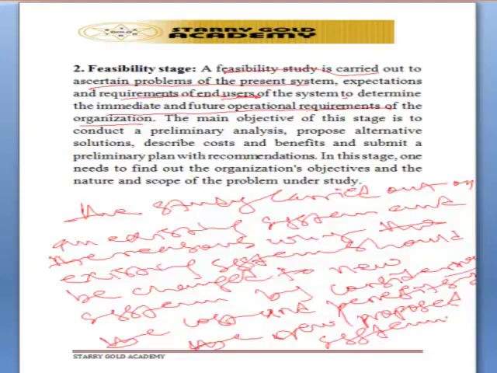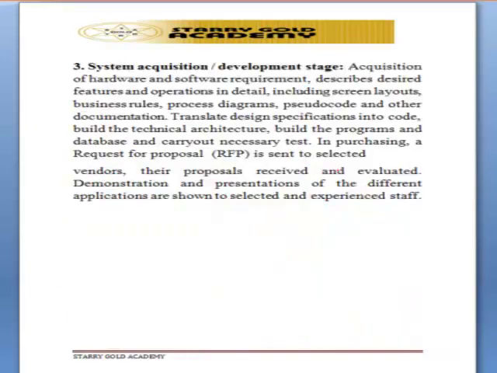So the major objectives of this stage are to conduct a preliminary analysis, propose alternative solutions, describe costs and benefits, and that is what we call cost benefit analysis, and submit a preliminary plan with recommendations. Also in this stage, one needs to find out the organization's objective and the nature and scope of the problem under study. You have to know the objective of the organization. From there, we'll be able to know how to prefer the appropriate solution to the problem. And this can only be done through feasibility studies.